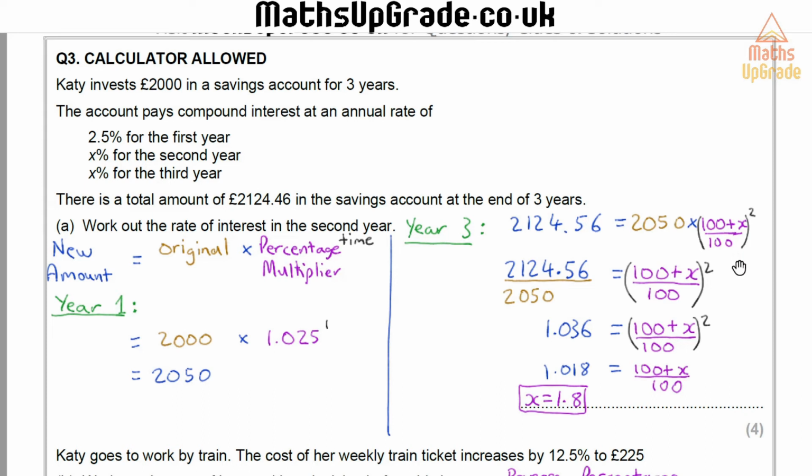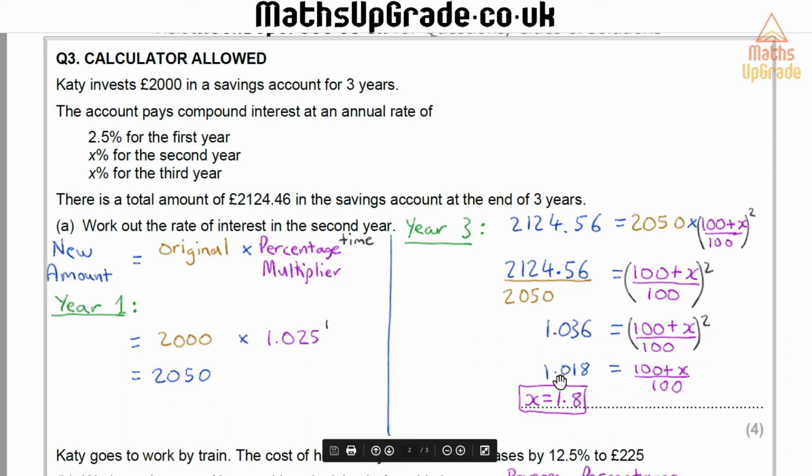To work out the value of x, I'm going to divide both sides by 2050, since that's the inverse of multiplying by 2050. So divide by 2050, and I get this value 1.036. So 1.036 is this squared. The inverse of squaring is square rooting. So let me square root both sides of this equation. That gives me 1.018. And that represents 100 add x divided by 100.